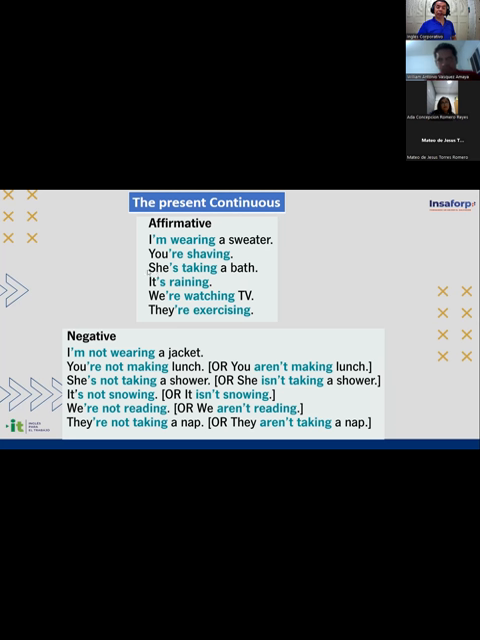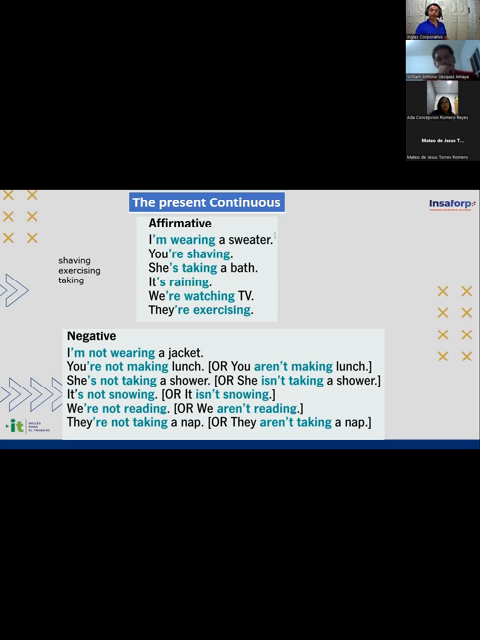Notice that in the verbs shave, exercise, and take, what do you do, class? You eliminate the E, and then you add ing. Shaving, exercising, taking, right?